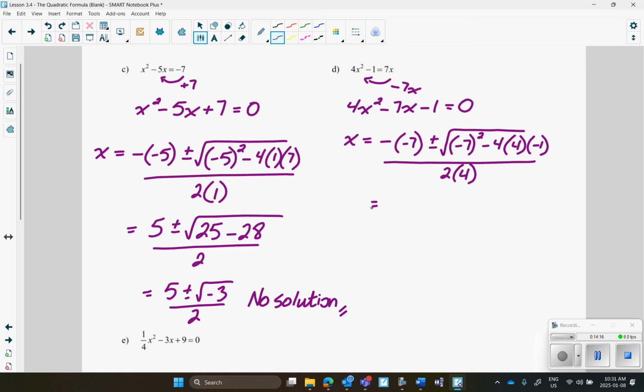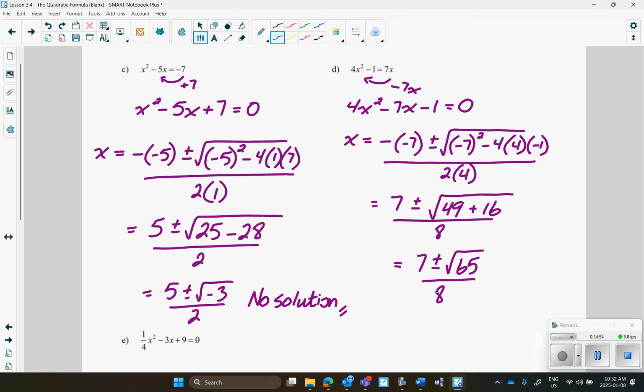Keep working ahead of me if you can. Negative 7 becomes plus 7. Negative 7 squared becomes positive 49. Minus 4 times 4 times negative 1 gives us plus 16. Divided by 8 gives us 7 plus or minus the square root of 65. Plus 2 is wrong, that's it. Divide by 8.